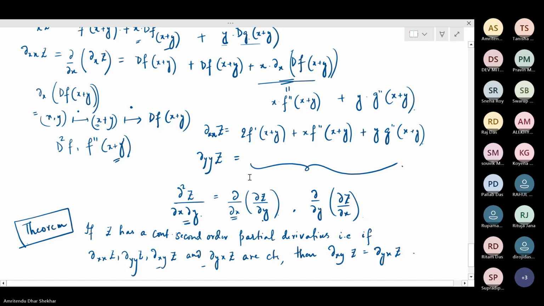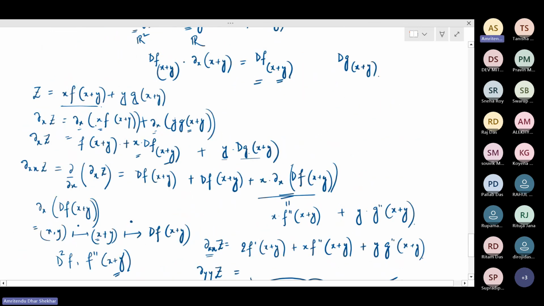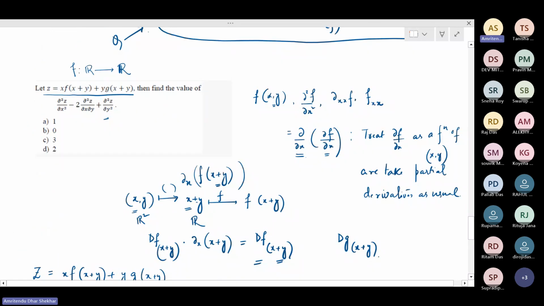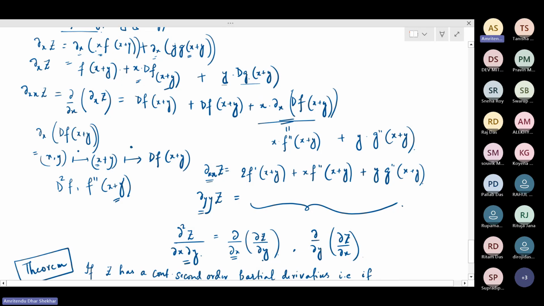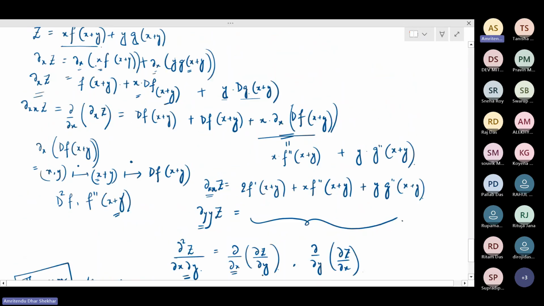You can calculate del x del y. Similarly, you can do del y del x. It's just routine stuff, and then you can take the second order partial derivative as well, which is just saying that you take del x del x of z, and then you take del y of that. So you can take this expression and apply del upon del y on this.